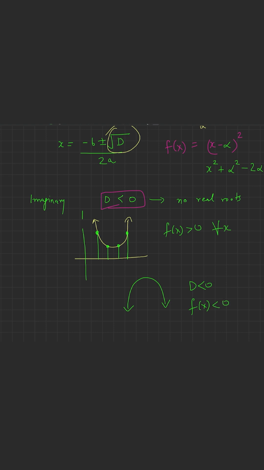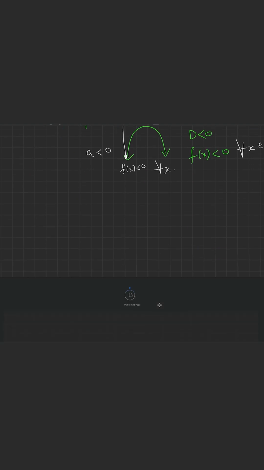But what makes a graph look like this and look like this? In both the cases, your d is less than 0, but the function is behaving differently, because if you calculate f of x here, it will be negative. F of x is less than 0 for all x belonging to R. So you will see whenever your coefficient of x square is greater than 0, the graph will always face upwards, and if a is less than 0, the graph will face downwards.